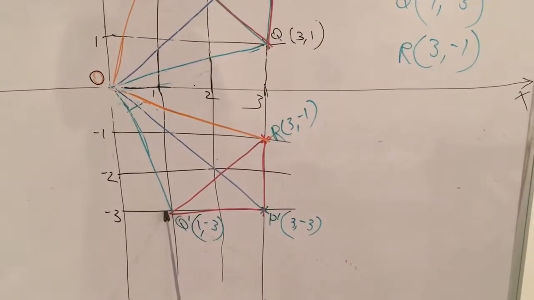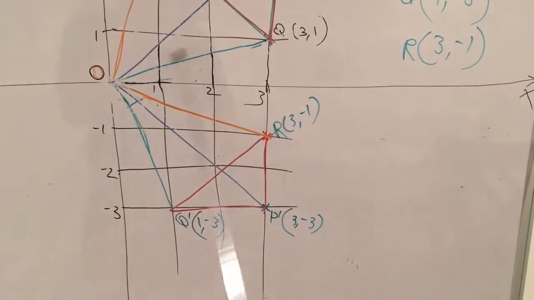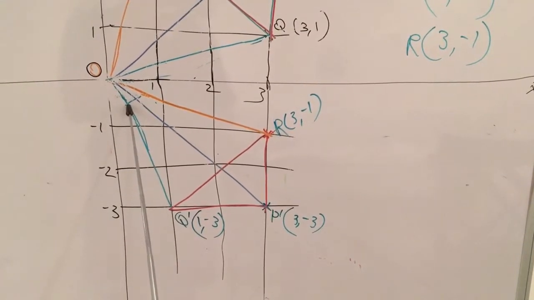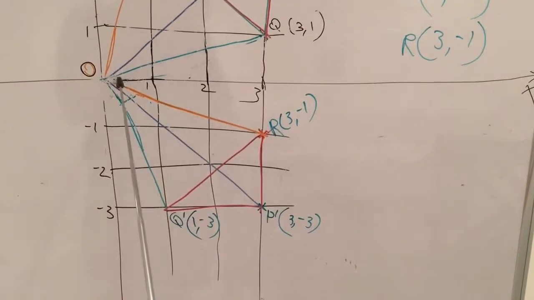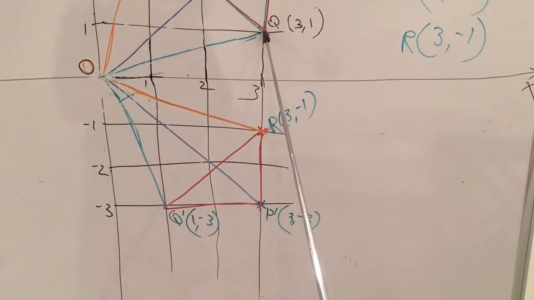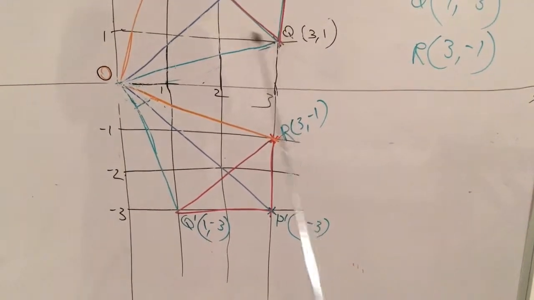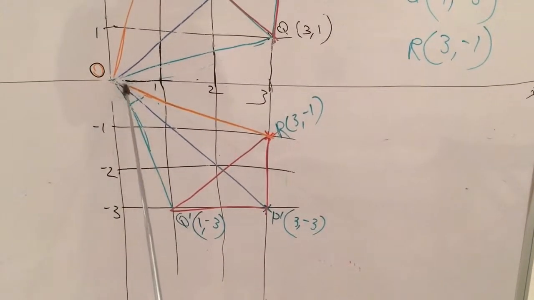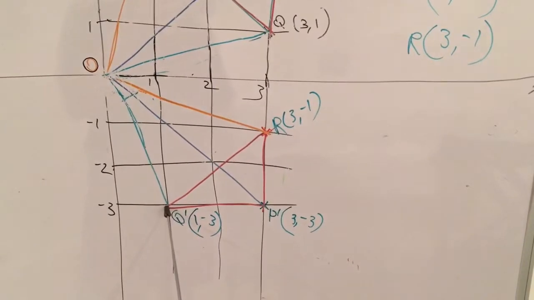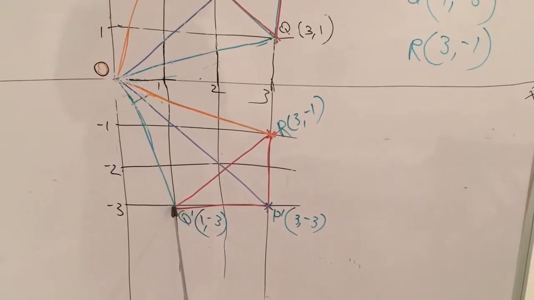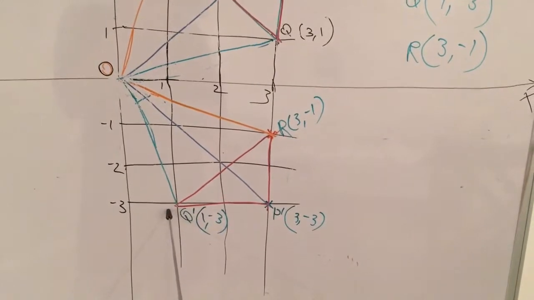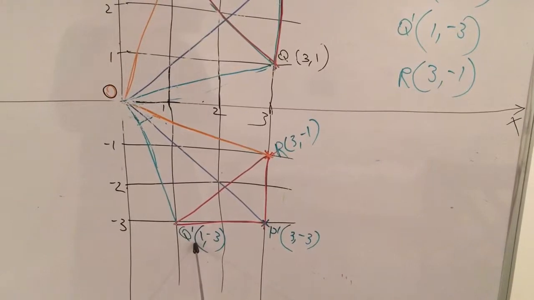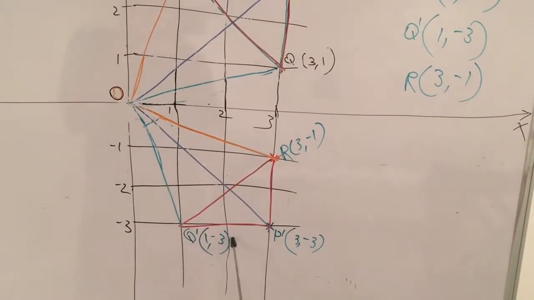If you use a protractor, this is pretty simple. You just draw this line, use a protractor and mark 90 degrees, and then draw another line. The length of this line segment and this line segment are the same. So if you use a protractor, it's pretty simple. And if you look at the coordinates of Q and Q dash, the coordinate of Q is 3, 1, the coordinate of Q dash is 1, negative 3.